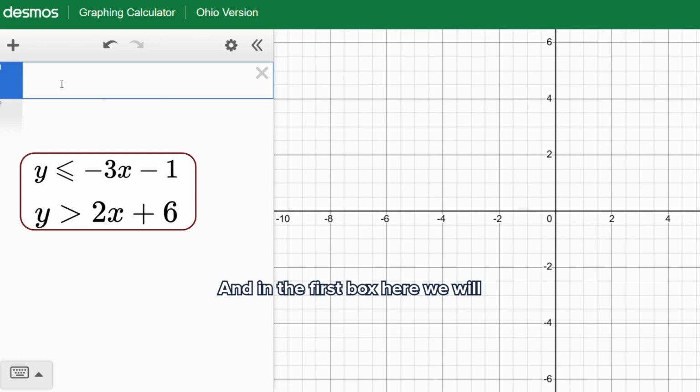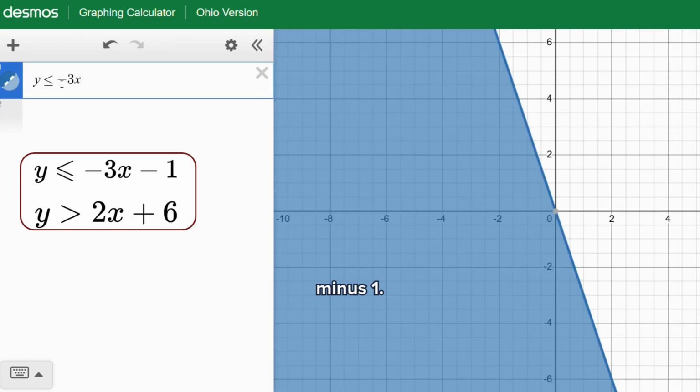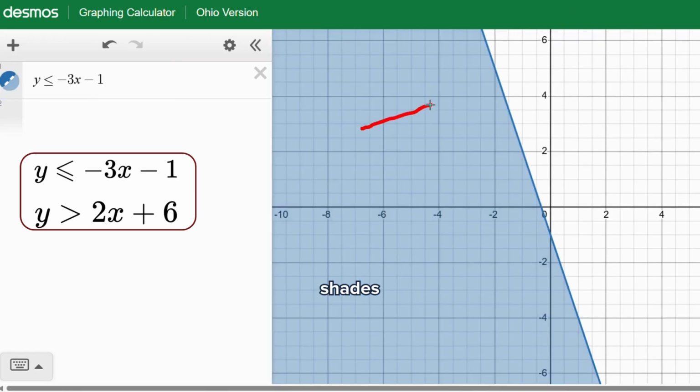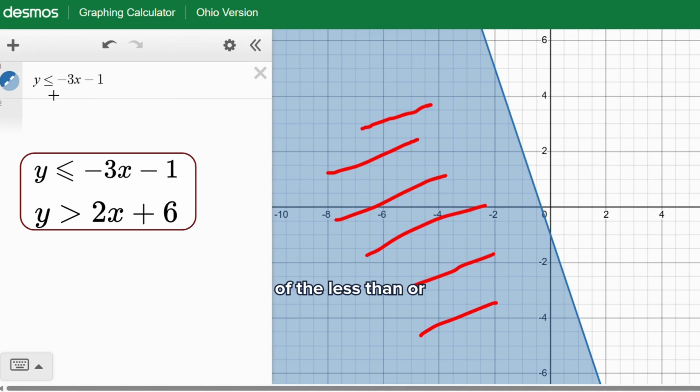And in the first box here, we will type our first inequality. Y is less than or equal to negative 3x minus 1. You type it exactly how you see it. Notice here, Desmos shades the region below the line because of the less than or equal to sign.